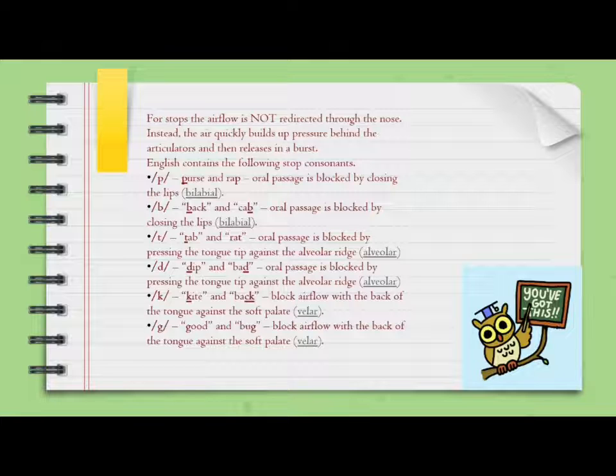The last one we have is G. G, for the words good and bug. Block airflow with the back of the tongue against the soft palate. Velar.